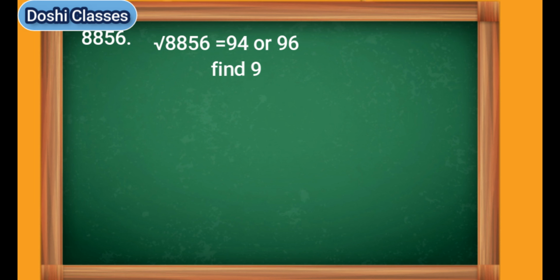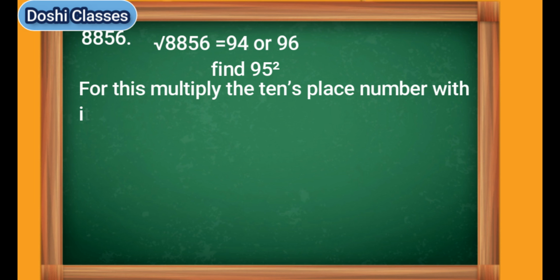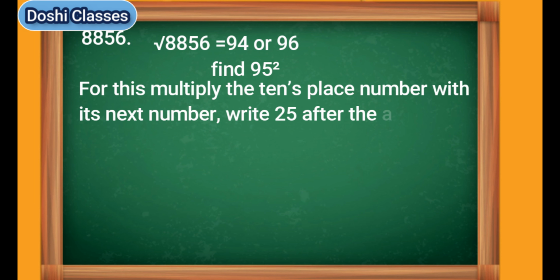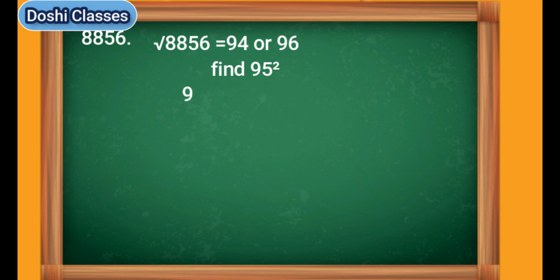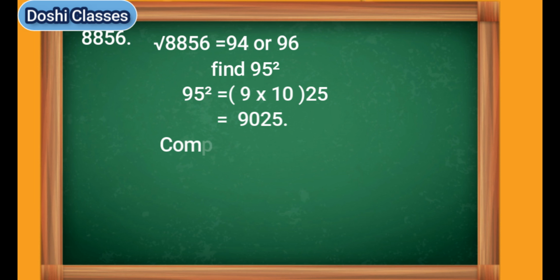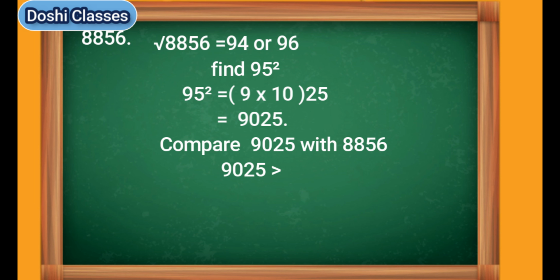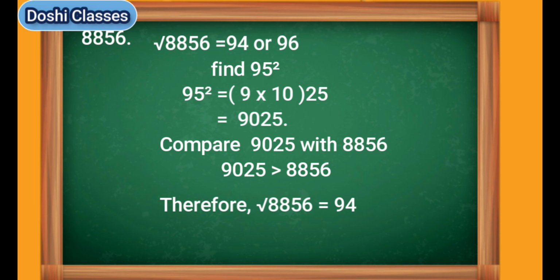95 is in between 94 and 96, so we need to find the square of 95. For this, we have to multiply the tens place number with the next number and write 25 after the answer. Now the tens place number is 9, so 9 into the next number, that is 10, 9 into 10 is 90 and the answer is 9025. That is, 95 square is 9025. Now compare 9025 with 8856. 9025 is bigger than 8856. Therefore, the root of 8856 is 94.